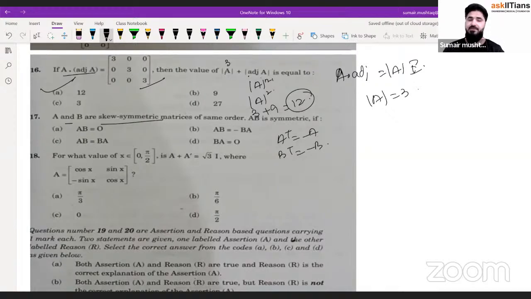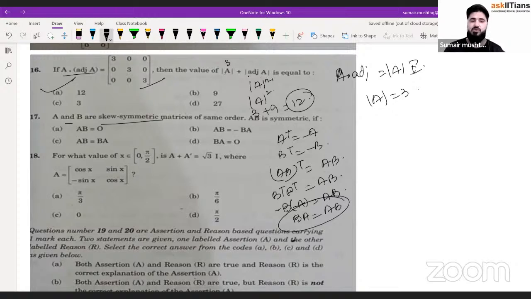Now, AB is symmetric. That means (AB) whole transpose is equal to AB. Take the transpose: this is B transpose, A transpose, which is equal to AB. Now B transpose is equal to minus B, and A transpose is equal to minus A. So this is equal to A times B, right? This minus minus will be plus. This is BA is equal to AB. That means it should be commutative, that is option C, right?